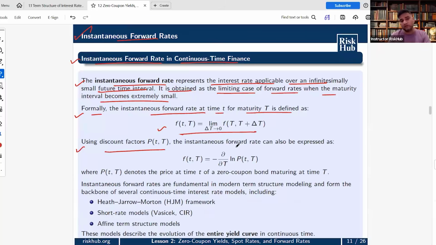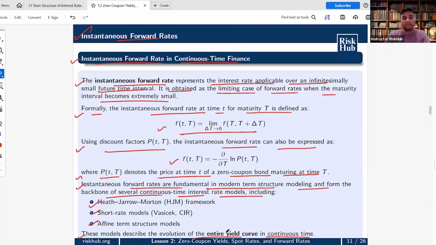Using the discount factor, the instantaneous forward rate can also be expressed by this equation, where P(t,T) denotes the price at time t of a zero coupon bond maturing at time T. Instantaneous forward rates are fundamental in modern term structure modeling and form the backbone of several continuous time interest rate models, including all these. These models describe the evolution of the entire yield curve in continuous time, right? So the slide basically defines the forward rate over a period of vanishing length, right?